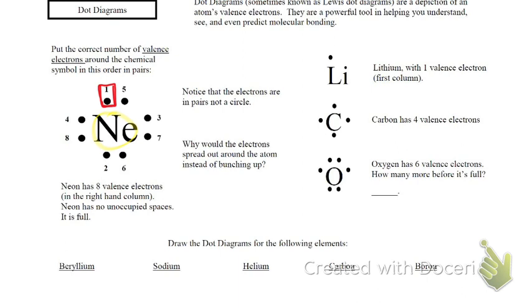So you don't want to bunch them all together. And why would these electrons spread out? What do you know about electrons that would explain that? Yeah, they repel each other, so they're not going to bunch up. They want to be as spread out as possible. And that changes how they bond with other elements. So that's why we need to draw them in a specific order.